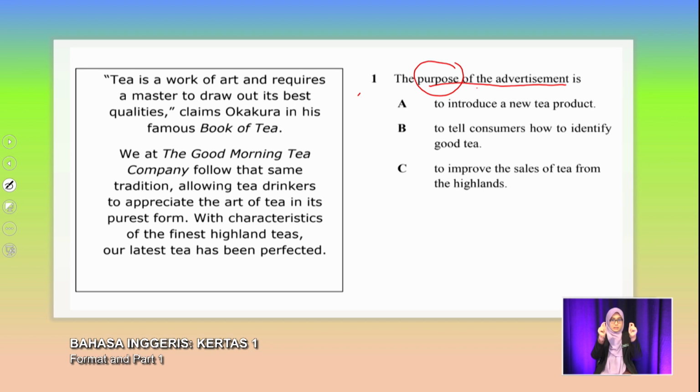Okay, so Tea is a work of art and requires a master to draw out its best qualities, claims Okakura in his famous book of Tea.